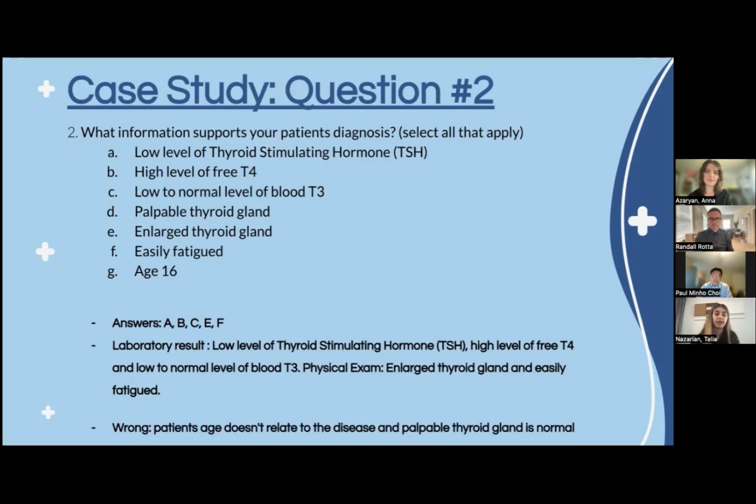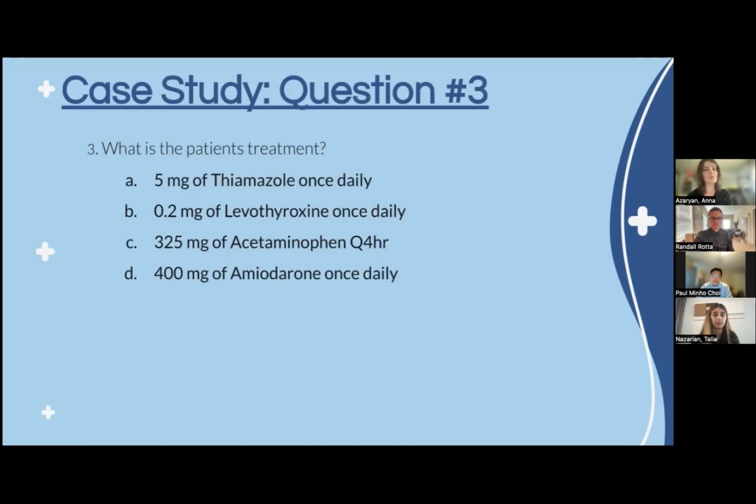It's going to be A, B, C, E, and F. The labs show low levels of TSH, high levels of free T4, and low to normal levels of T3. Physical exam showed enlarged thyroid gland, and she is easily fatigued, which are all signs of hyperthyroidism. The other answers are wrong because the patient's age doesn't relate to the disease, and palpable thyroid gland is a normal finding. Number 3, what is the patient's treatment?